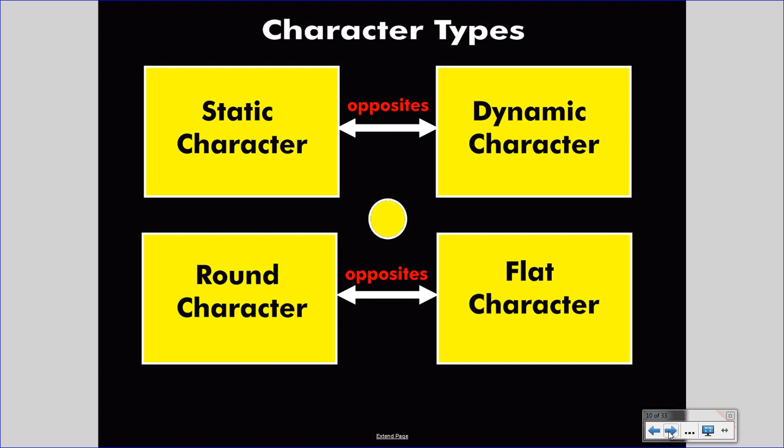A static character is one that does not move, that stays still. A dynamic character is one that is full of energy and moves. We're not talking about whether or not a character sits or runs. We're talking about whether or not a character changes their traits. Let's look at the definitions.